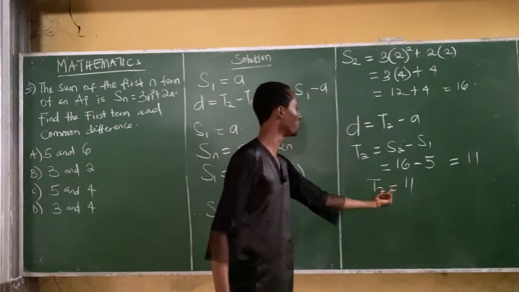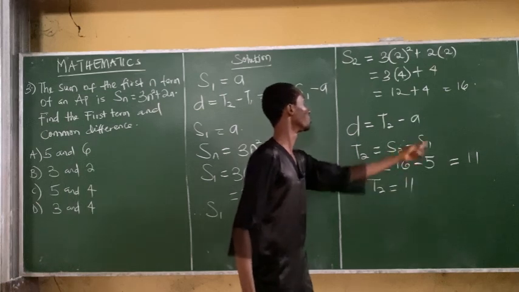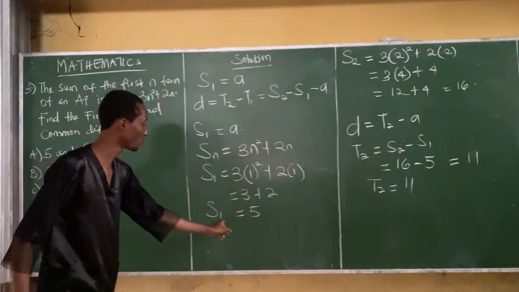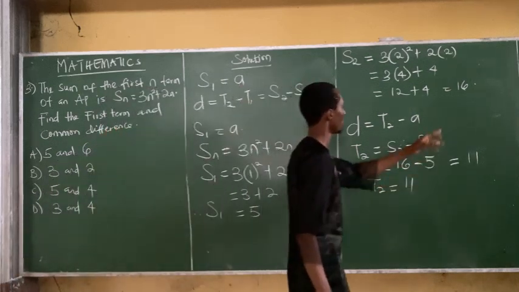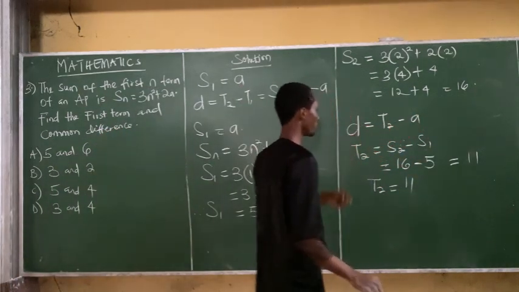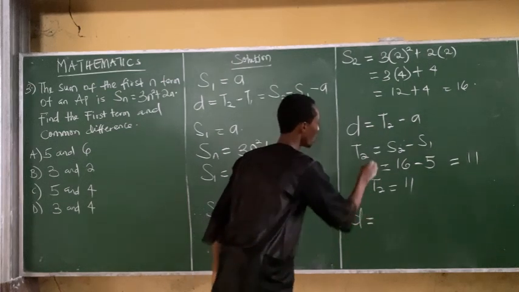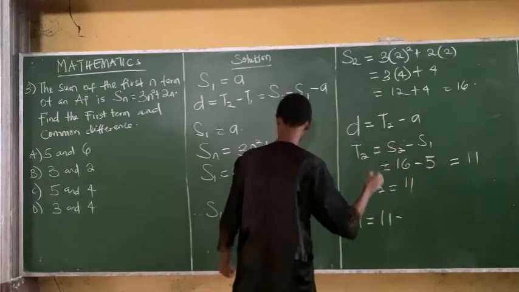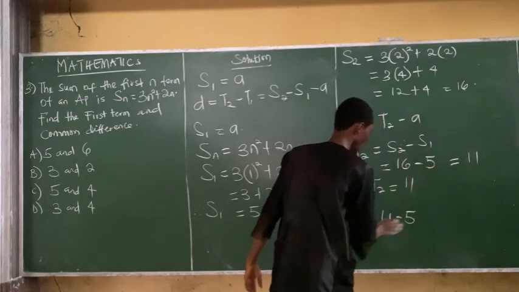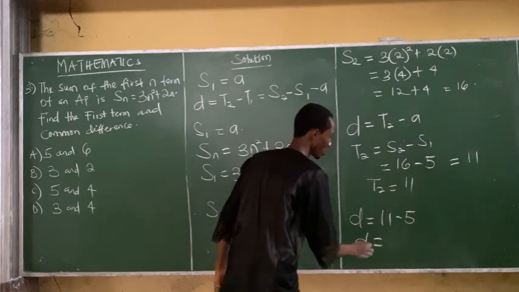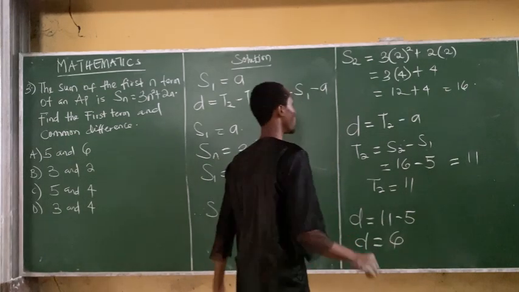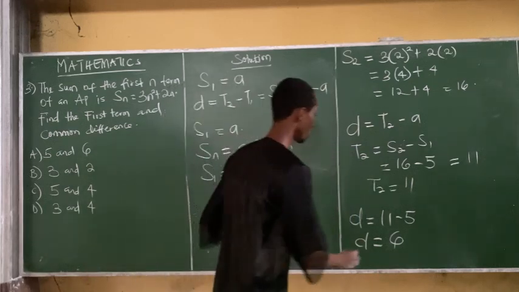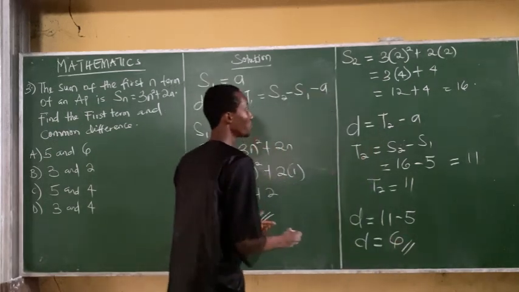So our T2 is equal to 11. We know the value of A to be 5. Don't forget, S1 is equal to A, so we know the value for A to be 5. Let's substitute into the equation to get the common difference. D now is equal to T2 minus A. T2 is 11, minus our A, which is 5. 11 minus 5 will give us 6. Therefore, the first term is 5, and the common difference is 6. So these are the two values.